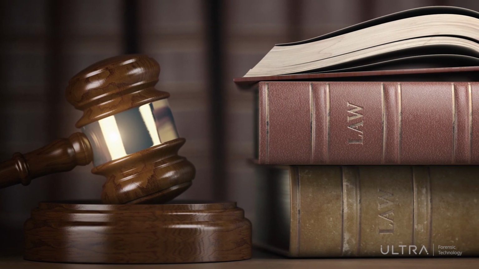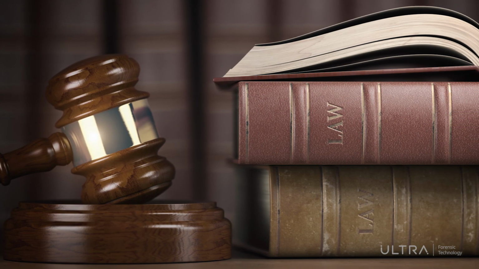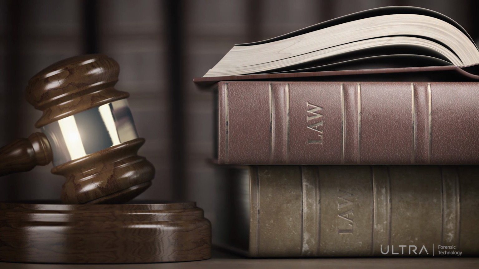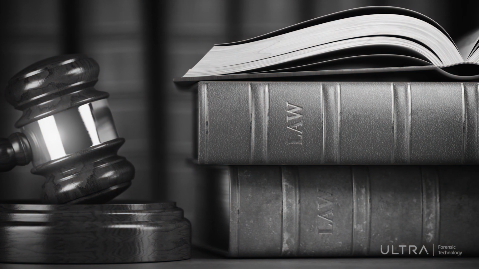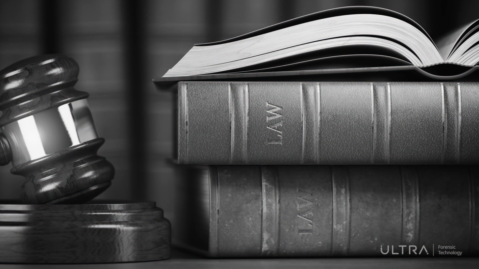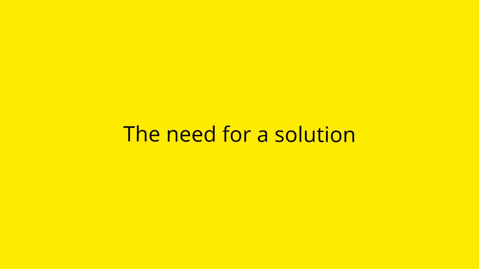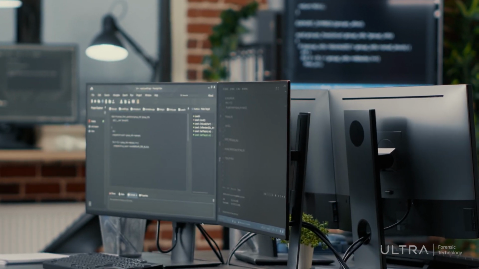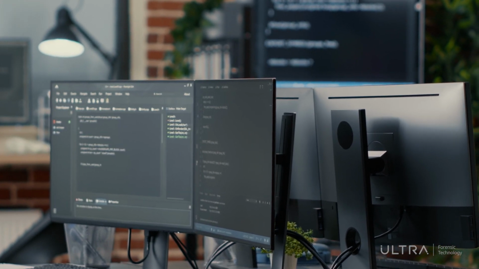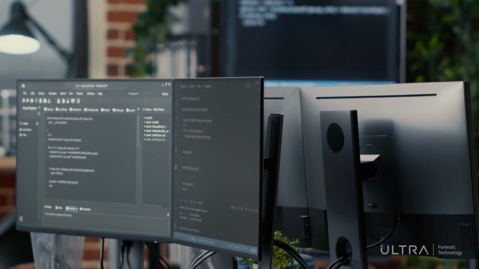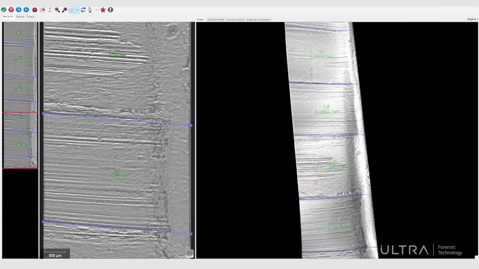In recent years, there's been increasing pressure for objectivity in expert conclusions, amid court concerns about reliability and a lack of a statistical foundation for these conclusions. As is often the case, we turn to technological innovation for solutions. The solution is 3D microscopy.